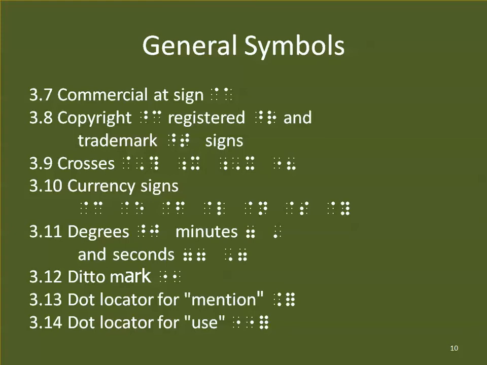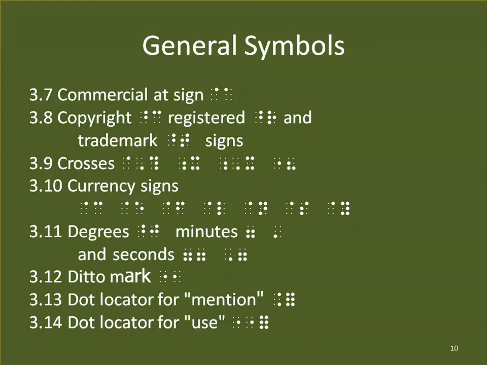Then we have something UEB calls crosses. You'll notice the first one is just like a dagger, because a dagger can also be called a cross. And then we have just the letter X, lowercase, capital X, and then a multiplication cross. Currency signs include the cent, the euro, the franc, the pound, the naira, and our new dollar sign is a dot 4 S, and the yen, dot 4 Y. Degrees has a new symbol, that's 4-5, and then 2-4-5. So no more using the DG to mean degrees. We have an actual symbol for that.